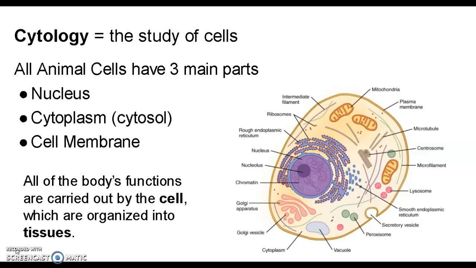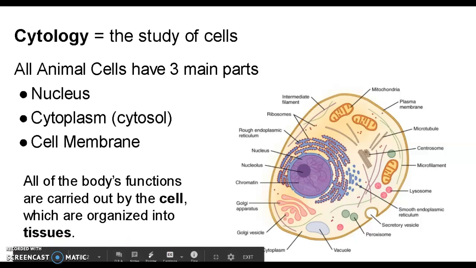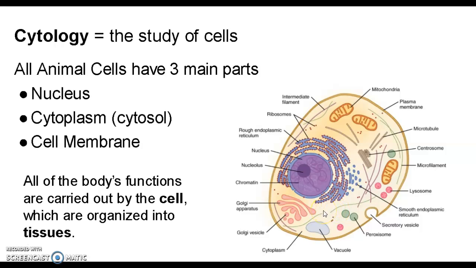Cytology is a fancy term for the study of cells. All animal cells, including humans, have three main parts. First, the nucleus, the cytoplasm or the cytosol, and the cell membrane. All of the body's functions are carried out by the cell, which are organized into tissues. So if you remember from the levels of organization activity that you did, multiple cells that all carry out similar functions together are called a tissue.